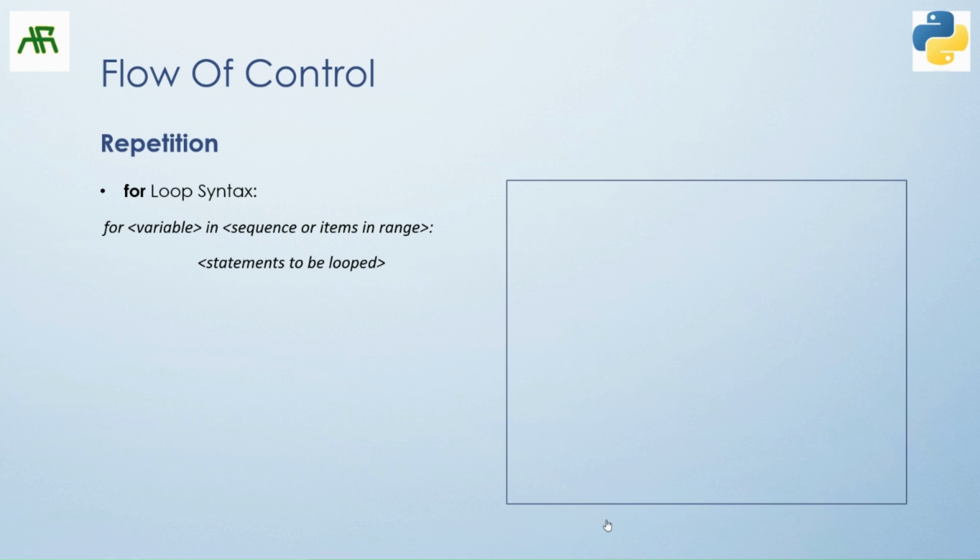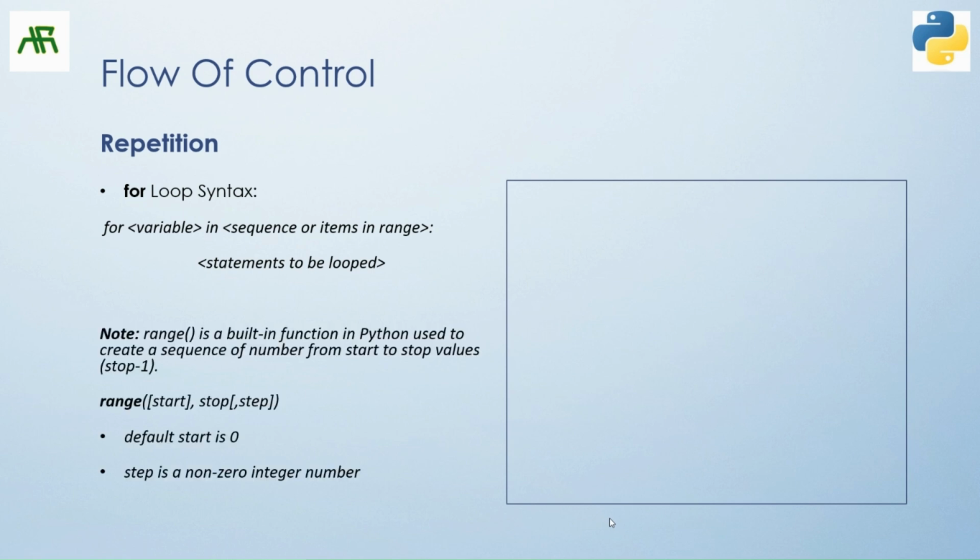So the syntax goes like this. For a variable or identifier in a sequence of values or items in range, keep executing the statements. List of statements keep executing as long as the variable is present or a condition is satisfied. For a particular value being part of a range or sequence, keep executing those statements. That's the for loop syntax.